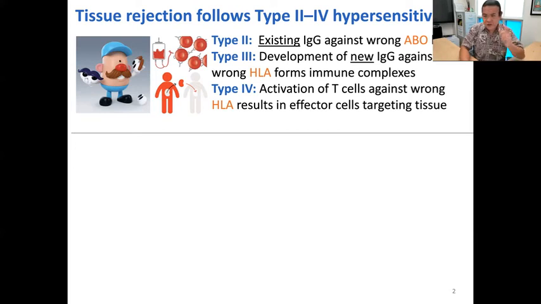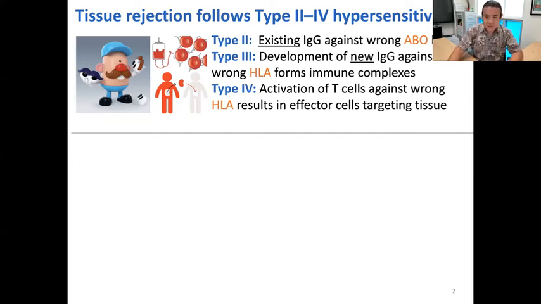Okay, so here's a question. Why are things like the ABO blood typing, the RH plus minus status, and HLA polymorphisms, why are these so immunogenic, right?